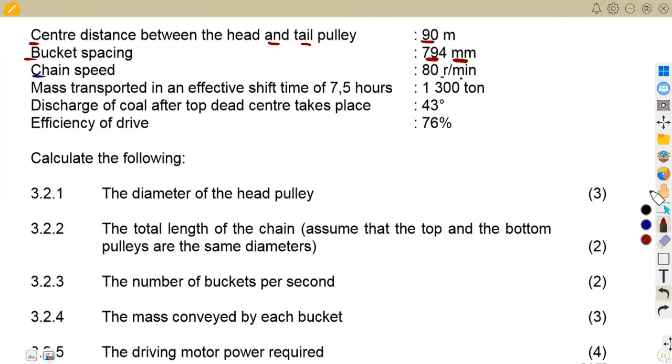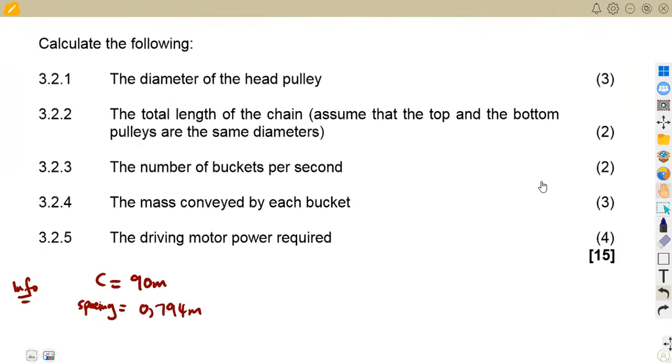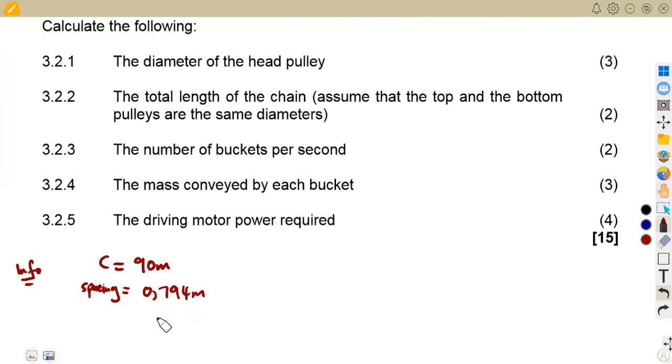So this was an error that we see. It was just a typing error. The information that we have here is limiting us to use the revs per minute. This was supposed to be meters per minute. We are given the chain speed as 80 meters per minute. So you're supposed to convert to meters per second. We divide by 60, so it's 80 over 60, which gives us something like 1.333 meters per second. That's our speed, velocity v, 1.33 meters per second.